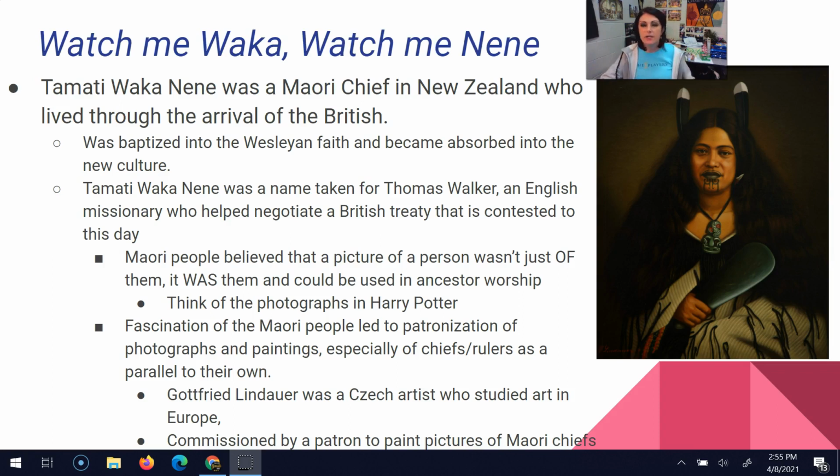All right, so a really good example that we're going to look at is a portrait of a Maori chief in New Zealand who lived through the arrival of the British, and his name was Tamati Waikane.